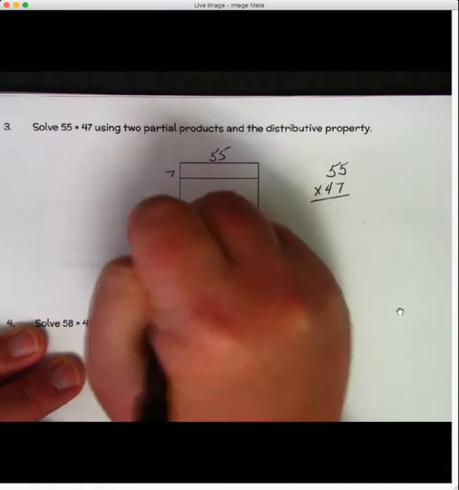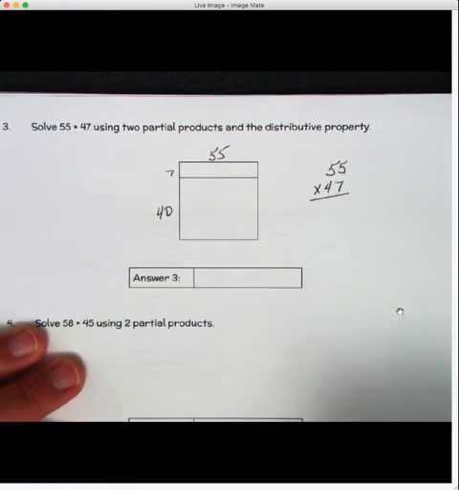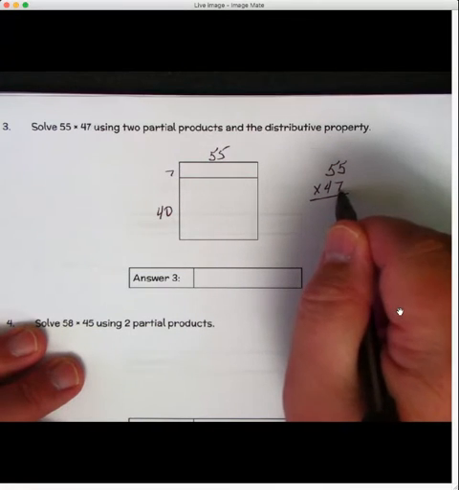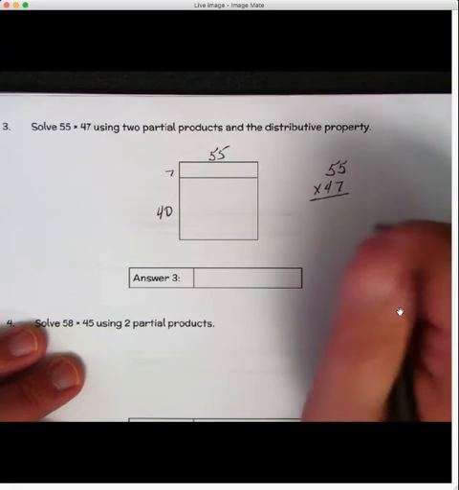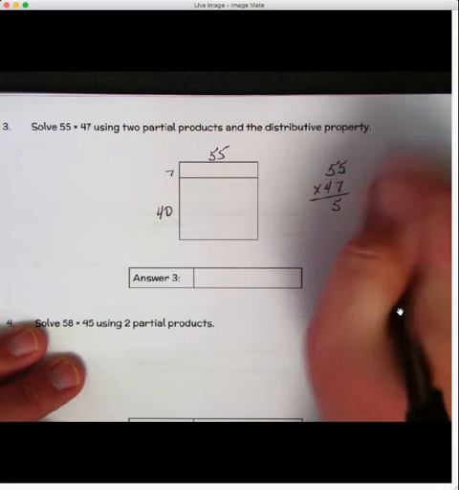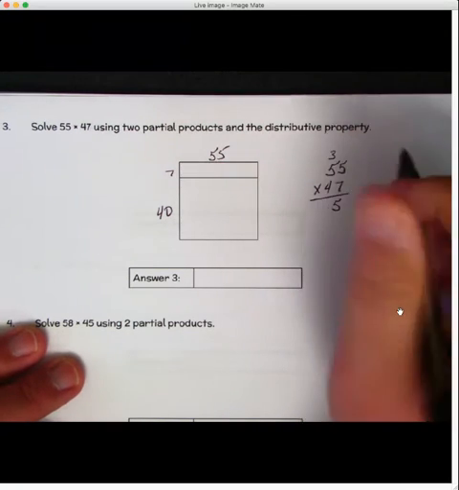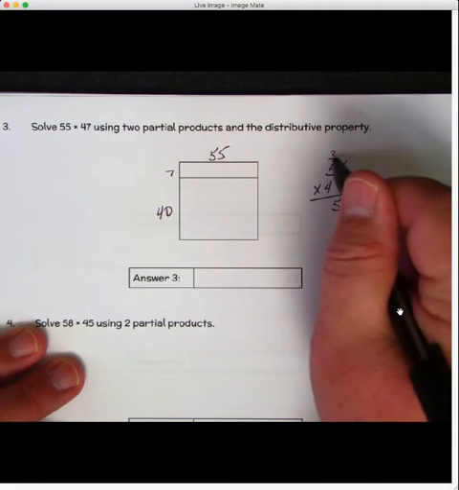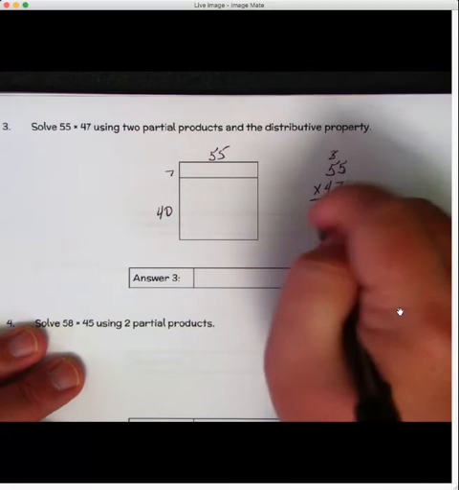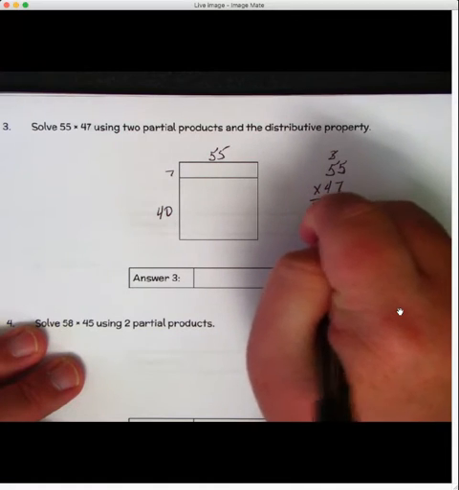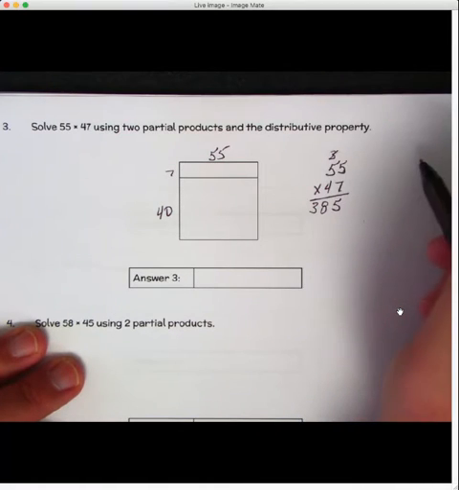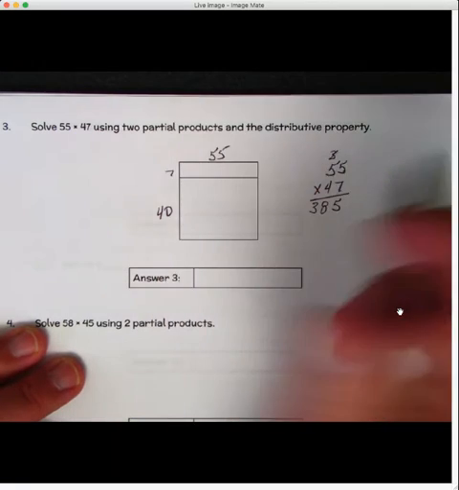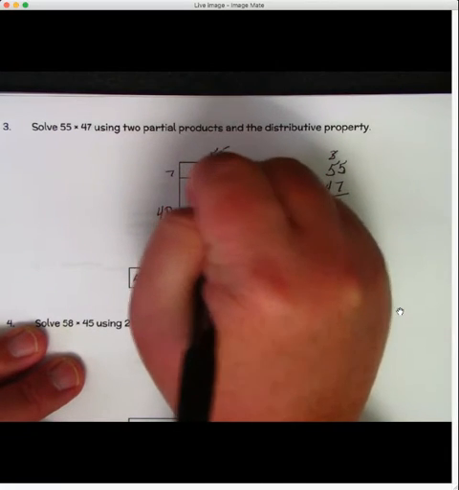Okay, so if we're going to write it like this, we could do 55, 7 times 40, just like that. Okay, so let's do the standard algorithm. 7 times 5 is 35. I put my 5 down, put my 3 over in the tens place. 7 times 5 is still 35, plus 3 more would be 38. And I just like to mark off that once I've added it so I don't add it again. So 7 times 55 is 385.